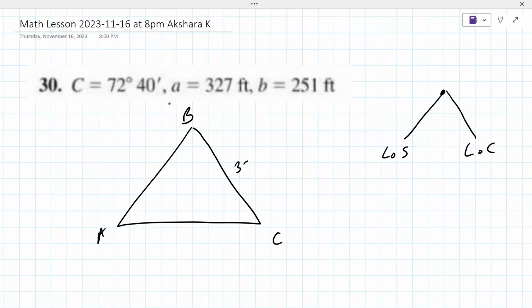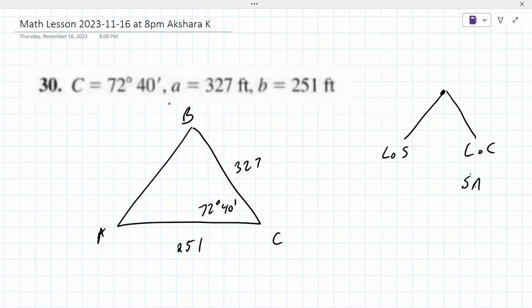This one is, we got 327, 251, 72 degrees, 40 minutes. Is this a law of sines or law of cosines? And do you know how to decide, I guess? Okay, if you don't, I can explain it, but that's an important part of this. Sorry, I have a list of equations. I just don't have it out right now. That's okay.